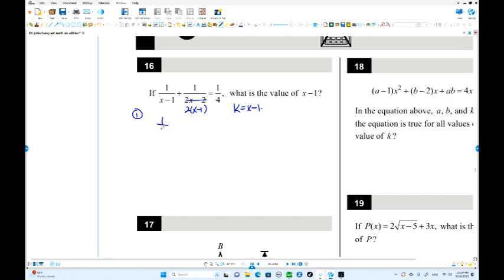Okay, this is actually 1 over k plus 1 over 2k equals 1 over 4. Just find out the value of k. That is the value of x minus 1. So times 4k. Okay. Times k is out. This is 4. The other one is 2 equals what? 4 over k. One is the k. So k equals 6 is the answer, okay?